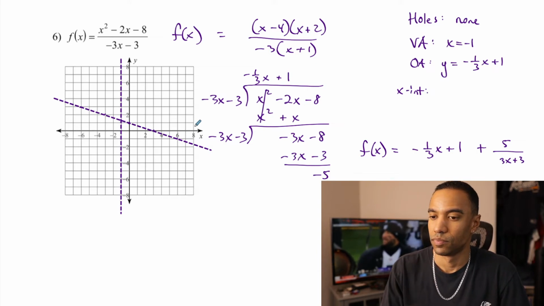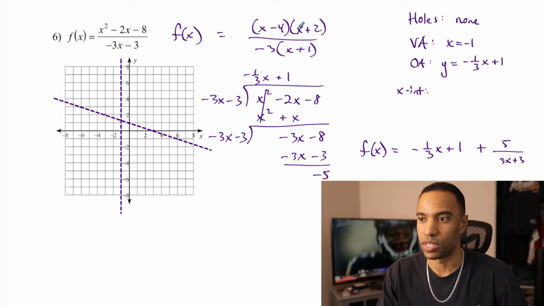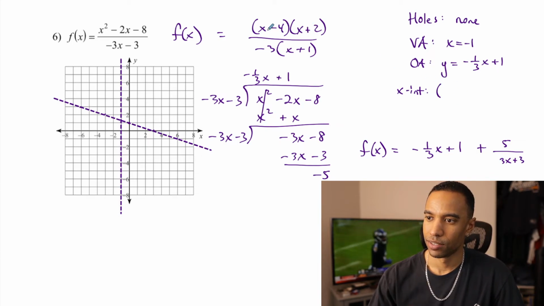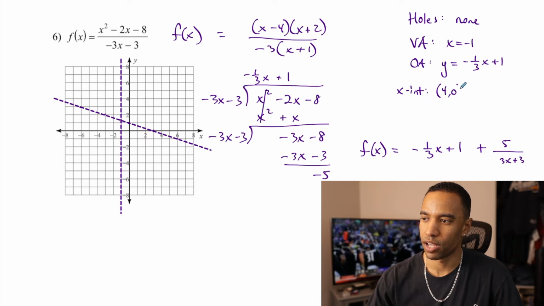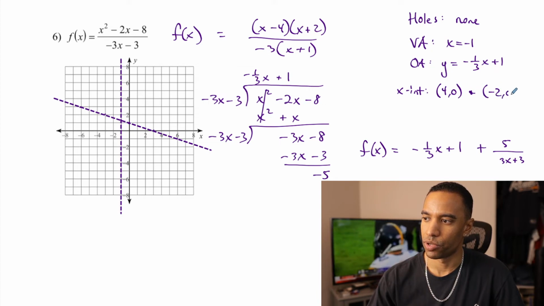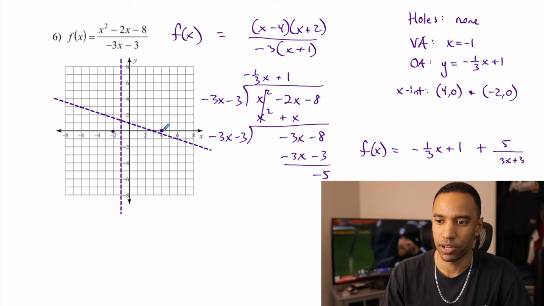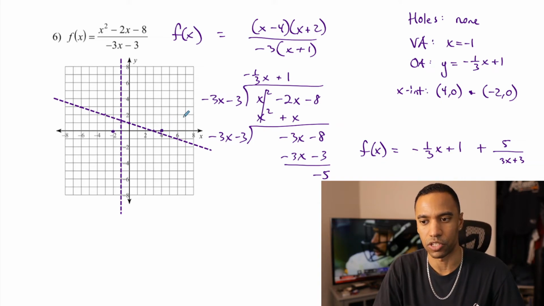X-intercepts, should they exist. Let's see. We set the top equal to 0. You can have 4 and -2. So (4, 0) and (-2, 0). So (-2, 0) is here. (4, 0) is here. That gives you a good heads up of what this graph is going to do.